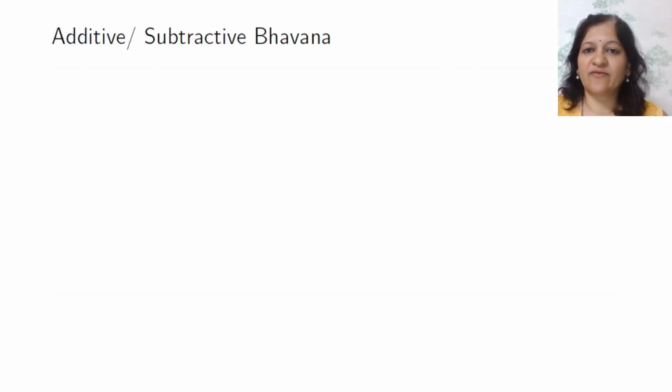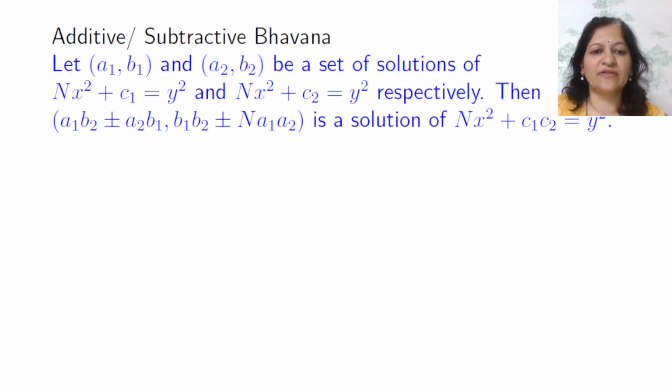Let us discuss the Bhavana principle. There are two types, additive or subtractive Bhavana. Let a1, b1 and a2, b2 be solutions of Nx square plus c1 equal to y square and Nx square plus c2 equal to y square respectively. Then a1 b2 plus a2 b1, b1 b2 plus N a1 a2 is a solution of Nx square plus c1 c2 equal to y square.